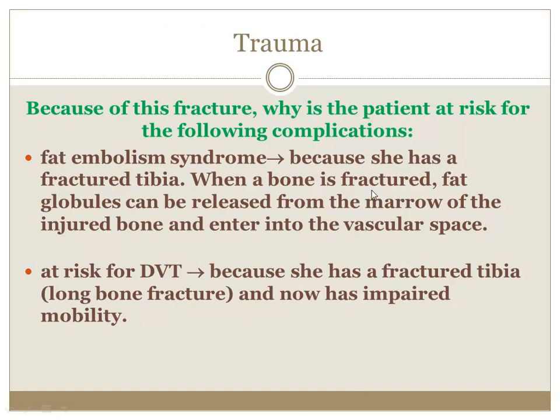Let's talk first about fat embolism. Why is this patient at risk for fat embolism? What is it? What causes it? Anytime there's a long bone fracture, such as the tibia or the femur, fat globules can be released from the marrow. These fat globules can enter the vascular space. Just like air or a thrombus, these fat globules can cause occlusions to tiny blood vessels. And of course, if they go from the leg, they'll probably be released into the venous system, and so they go straight up to the lungs.